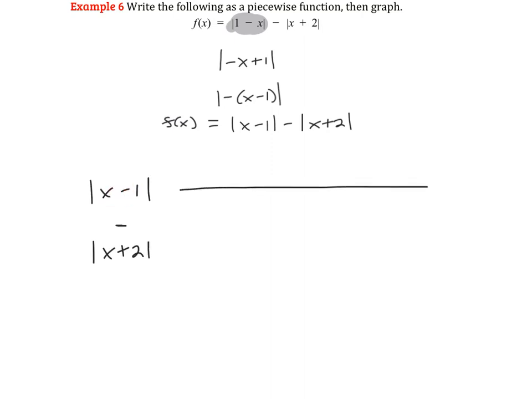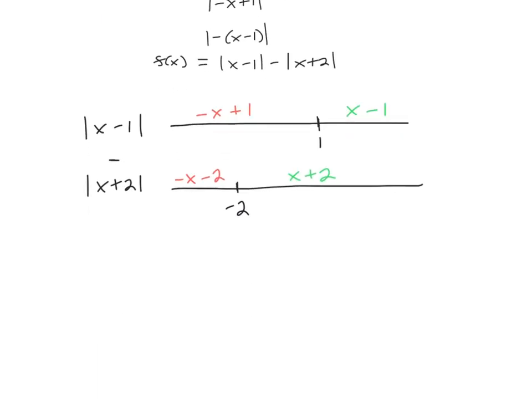Here I see that we'll have a critical point at 1. So to the right, it's the positive version of my absolute value, so x minus 1. And to the left, it's the negative, so it becomes negative x plus 1, or it's the opposite version of this. Now let's see if we can define the next portion of our function. We have a critical point, the vertex at x equals negative 2. So to the right, my equation stays the same. It's x plus 2. To the left, it's the negative version, so negative x minus 2.